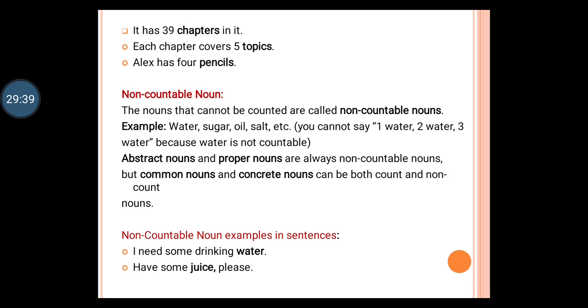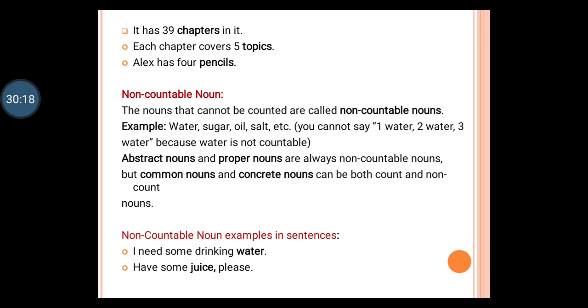Now, the opposite of the countable noun is the non-countable noun. The nouns that cannot be counted are called non-countable nouns. Example, water. You can't count water. You can't count sugar. You can count sugar in cubes. You can count water when it's bottled up in glasses. In that case, you say a glass of water, a cup of water, a bottle of water, 2 gallons of water. But water in itself cannot be counted.